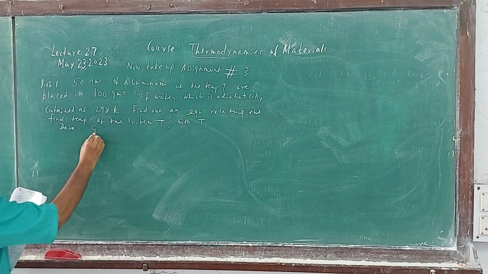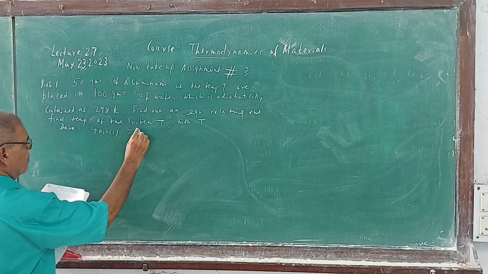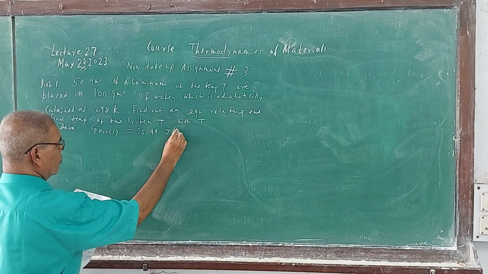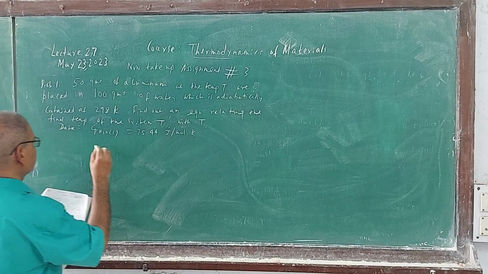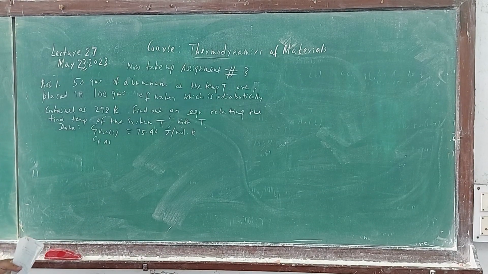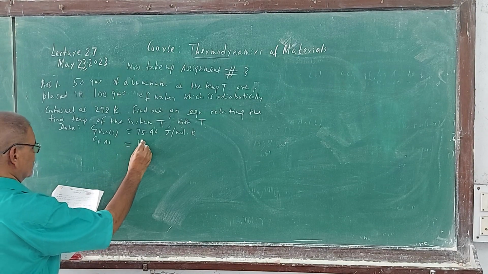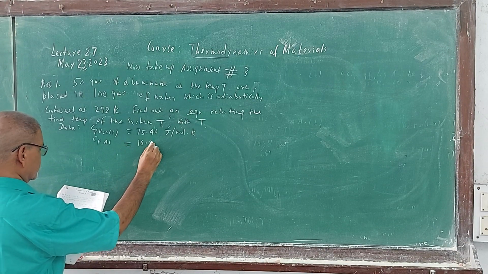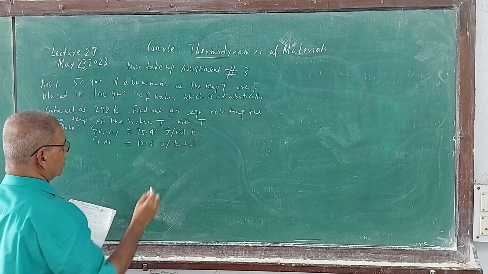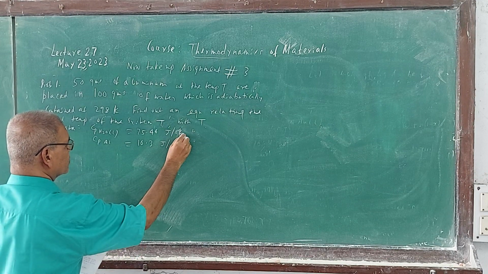What is Cp of liquid water? 75.44 joule per mole Kelvin. And another, Cp of aluminum. Aluminum's phase is not given, solid or liquid is not given, so let it be unknown. But Cp of aluminum should be 16.3 joule per Kelvin mole.